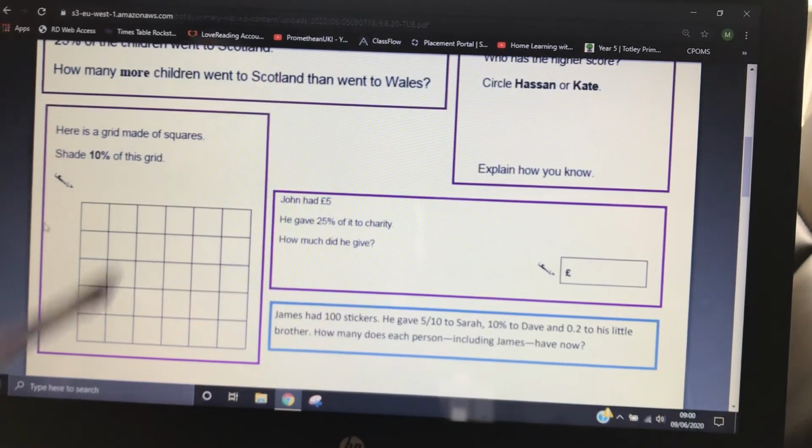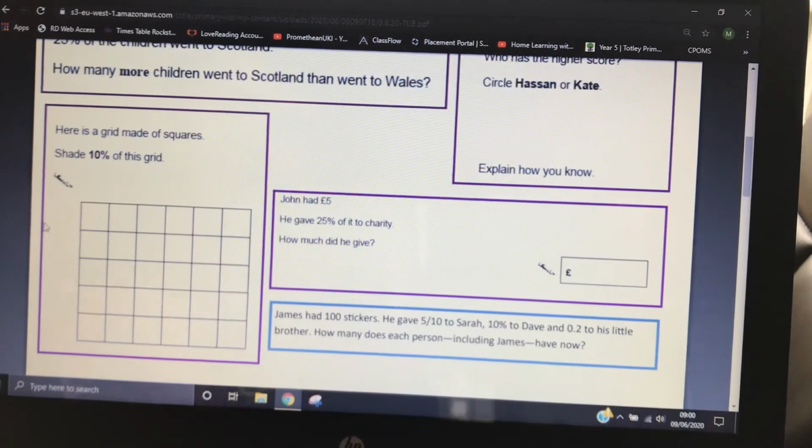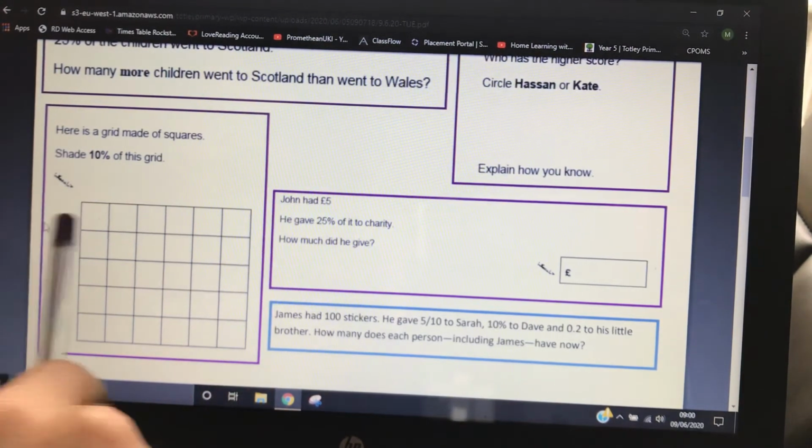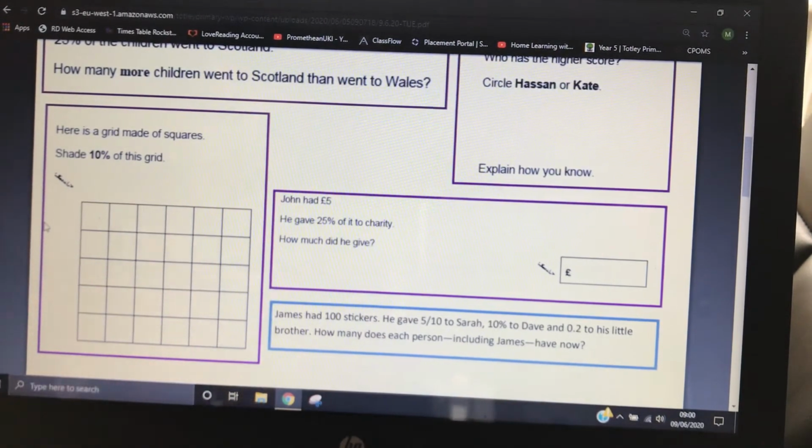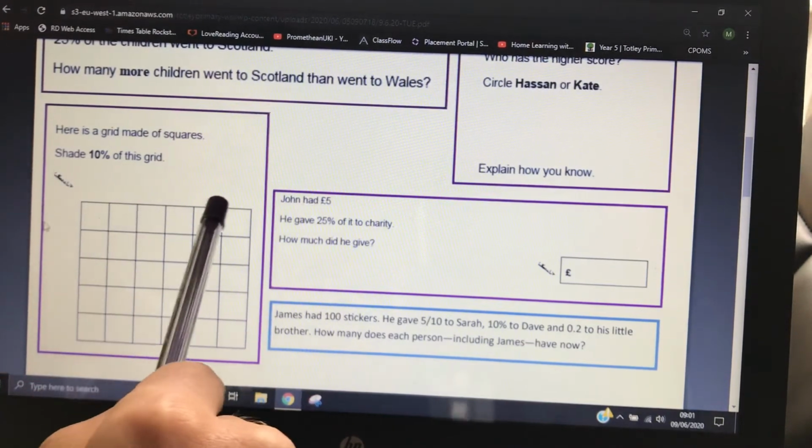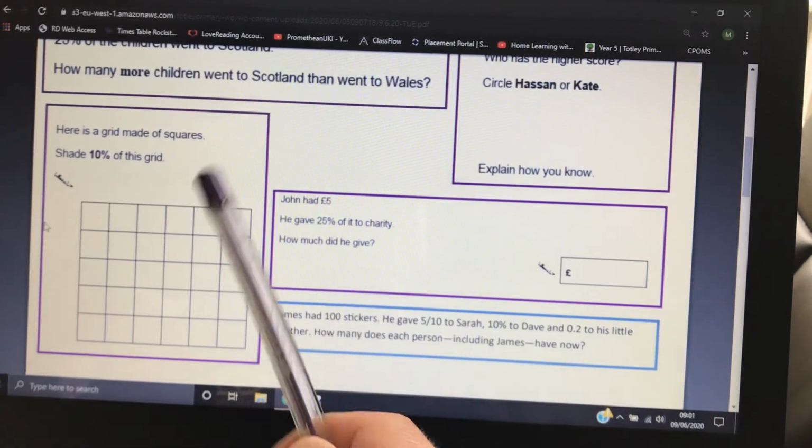Now, the reason this question is very good is because I know a lot of people, and I've seen lots of people do this, colour in the first row. Because they assume it's a 100 grid, or, you know, when we do tenths, a tenth is always a row. That's when it's 100. You need to know, first of all, how many squares are here. So 1, 2, 3, 4, 5, 6. 1, 2, 3, 4, 5. So there's 30.